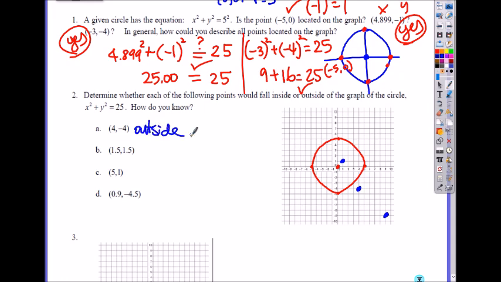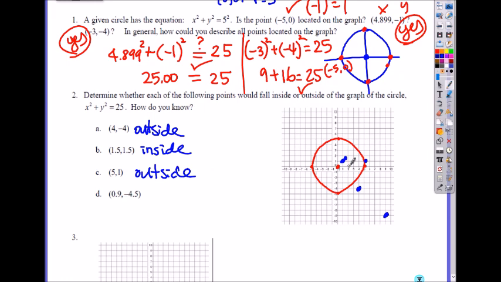What about 1.5, comma 1.5? Here. Do you have to show work or is it obvious? It's obvious. So it is inside. What about 5 and 1? It must be 5, 0. And if it's 5, 1, then we know it is outside. You guys see it? Since we have 5, 0, and it closes the circle, so we know it is outside.